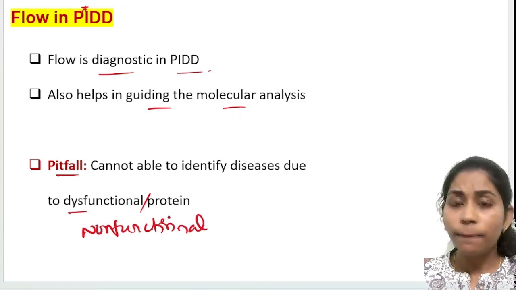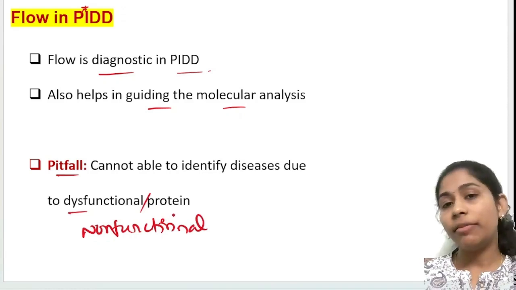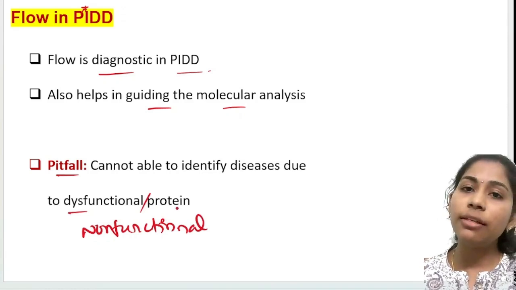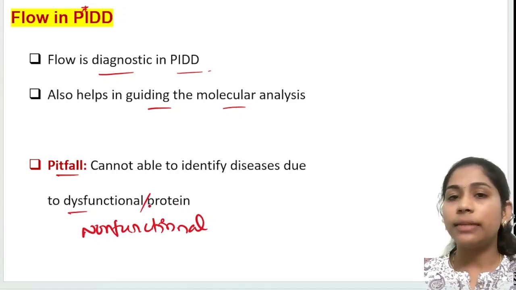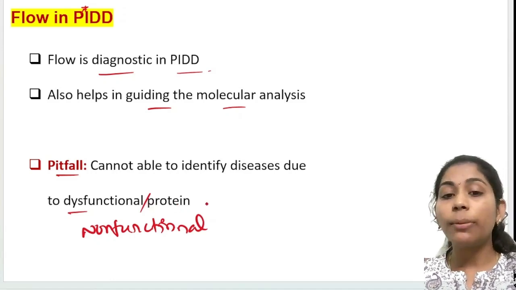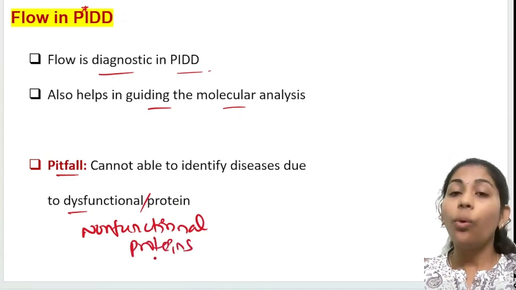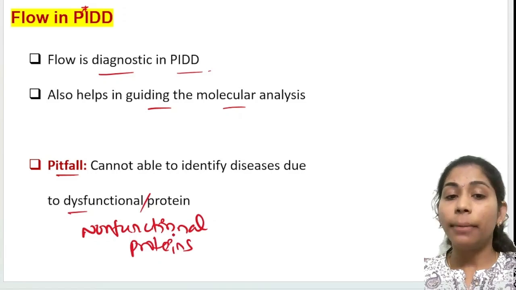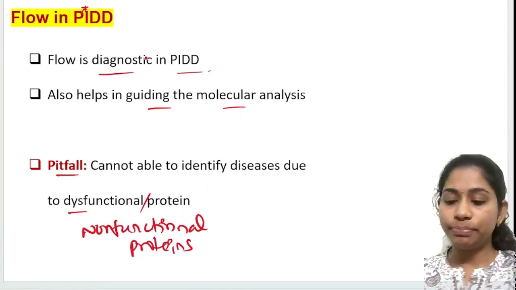Is flow useful then? No, right? Because flow will detect that the protein is there: we give the antibody, the antigen is already there, they will bind and fluorescence will come, and it will label the patient as absolutely normal, even though the patient has disease. That is a major drawback of flow cytometry. It cannot identify diseases due to non-functional or dysfunctional proteins. Only in protein absence can we identify them.